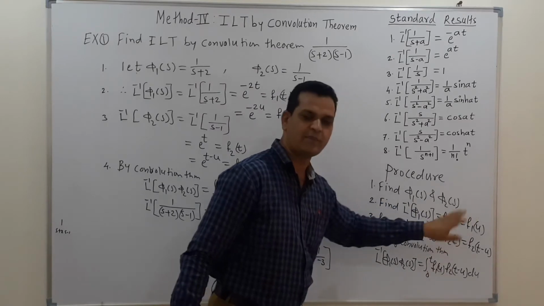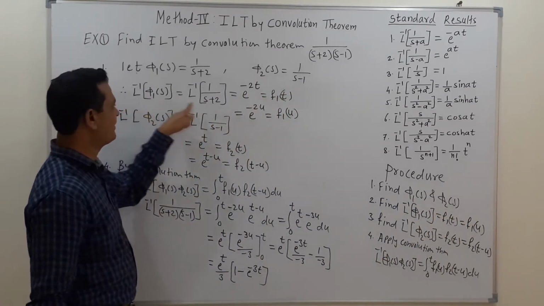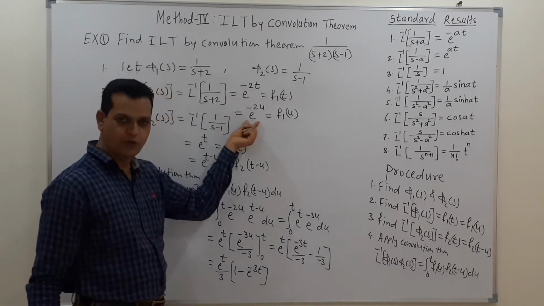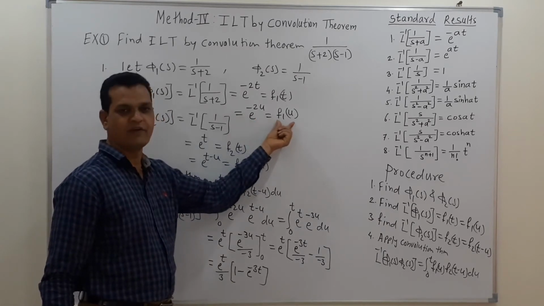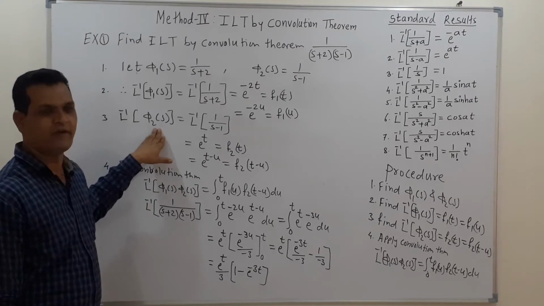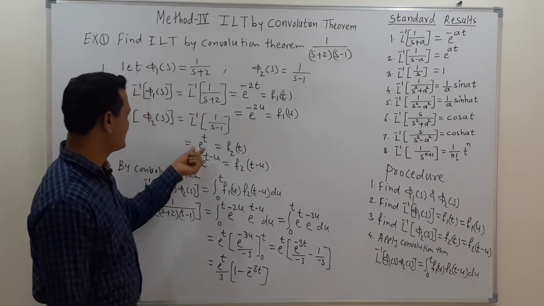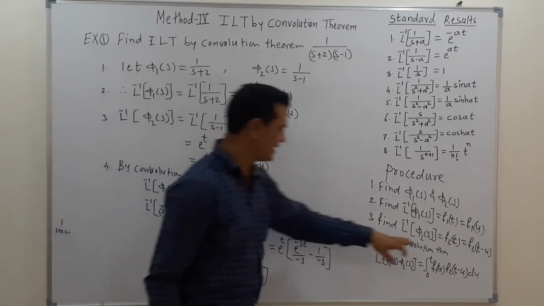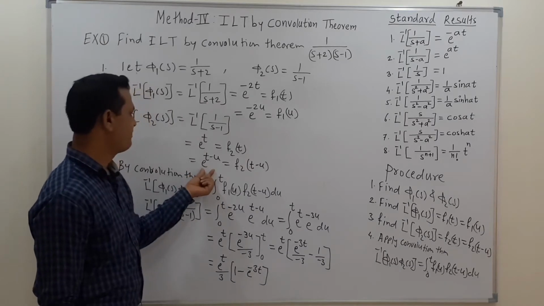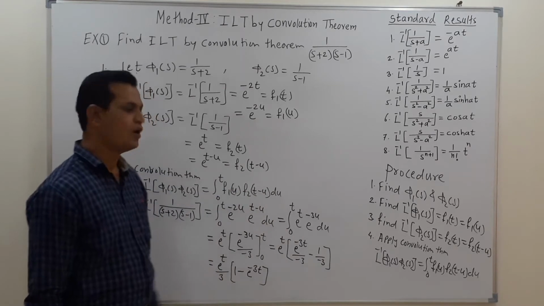Here we find the inverse Laplace transformation of phi 1, which is e raised to minus 2u, and we replace t by u, which is the value of f1 of u. Now the third step, find out the inverse Laplace transformation of phi 2, which is inverse Laplace transformation of 1 upon s minus 1, which is e raised to t. But this theory part says to replace this t by t minus u, so we can write this as e raised to t minus u, which is the value of f2 of t minus u.